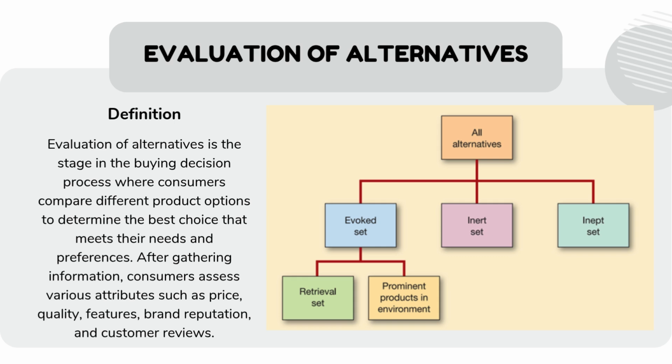The inept set consists of brands or products that a consumer rejects due to past negative experiences, poor reviews, or a lack of desirable features. These options are perceived as unacceptable and are not considered during the decision-making process. A product may fall into the inept set due to factors such as low quality, bad customer service, or negative associations. For example, if a person previously had a bad experience with a particular airline, they might automatically exclude it when booking future flights, even if the price is competitive.